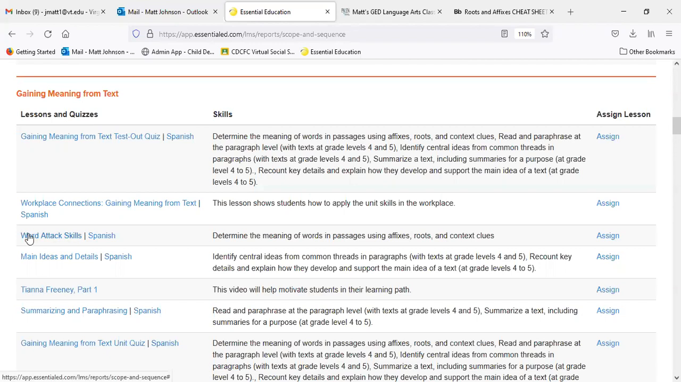So, word attack skills. This is everything that we just did, considering roots and affixes, right? So roots, prefixes, suffixes, and context clues. So we'll listen to the lesson here.